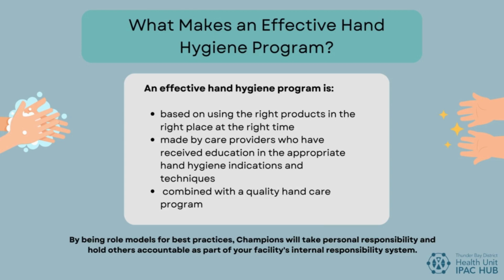In addition to this, an integral part of an effective hand hygiene program is the promotion of hand hygiene by champions and role models within their care setting. By being role models for best practices, champions take a personal responsibility and hold others accountable as part of their facility's internal responsibility system.